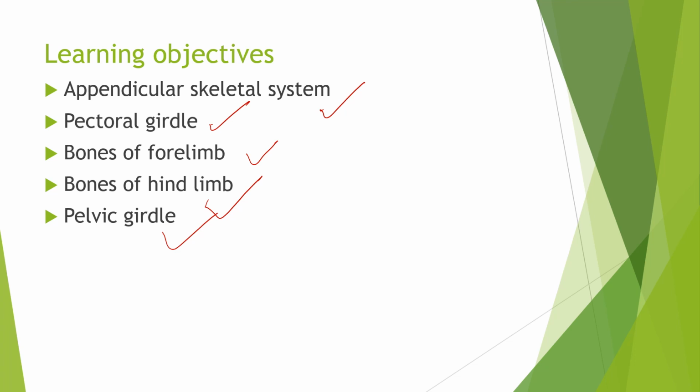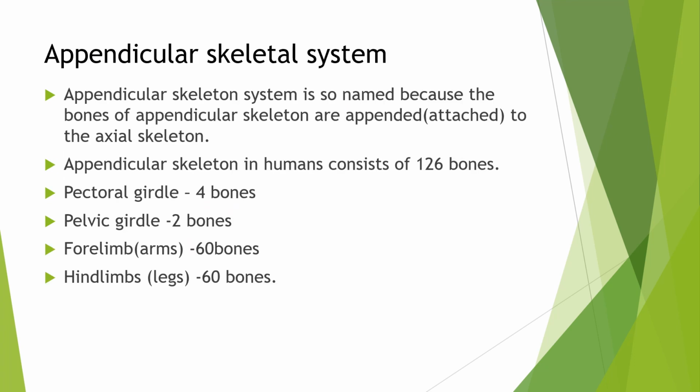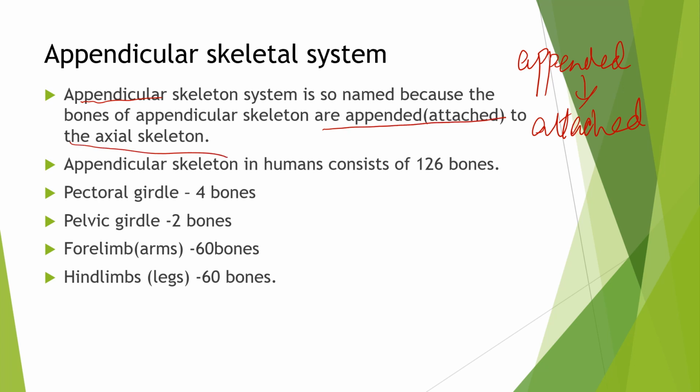So let us start with today's lesson of appendicular skeletal system. Now, appendicular skeletal system, what does this term mean? This term appendicular means appended. What does the term appended mean? Appended means it is attached to. So these bones are attached to the axial skeletal system.